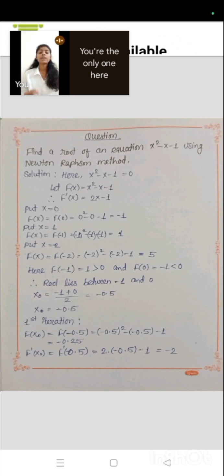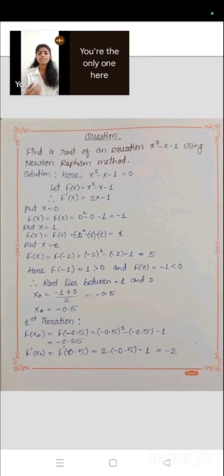So here the initial guess value x0 is equal to minus 1 plus 0 upon 2. So the value will be x0 is equal to minus 0.5. So we choose the initial guess value as minus 0.5.